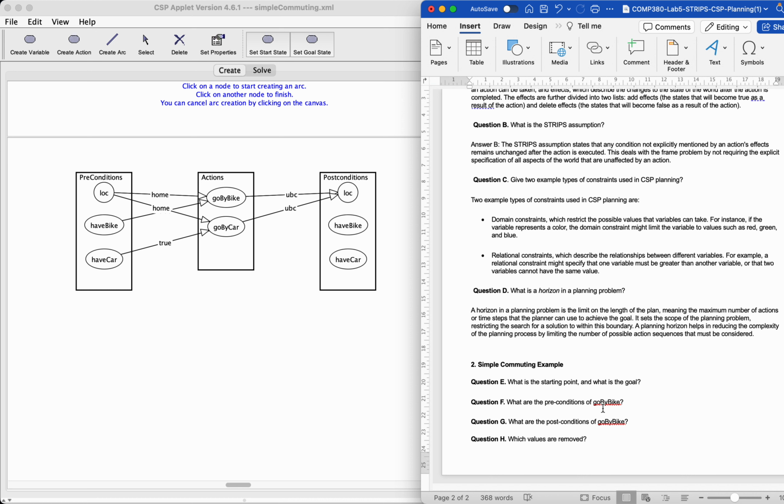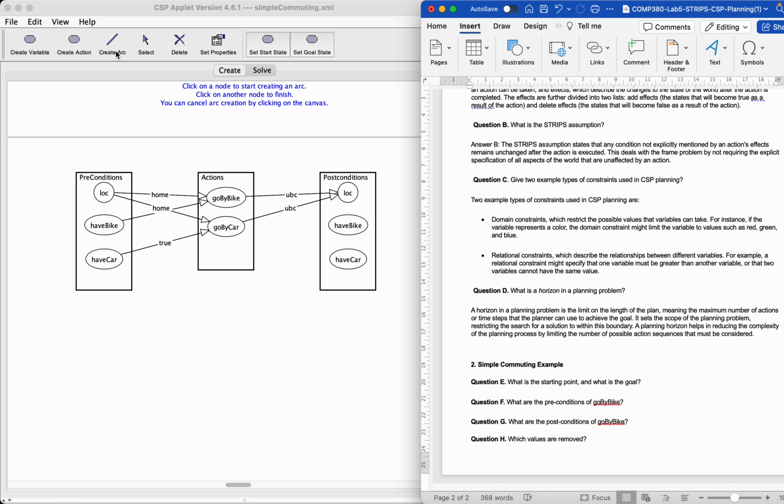What is the starting point and what is the goal? The starting point is the home and the goal is the university. What are the preconditions? The preconditions for go by bike are that the person is at home and has a bike, and the postcondition is that the person is at the university and is not at home. So what are the values that are removed?